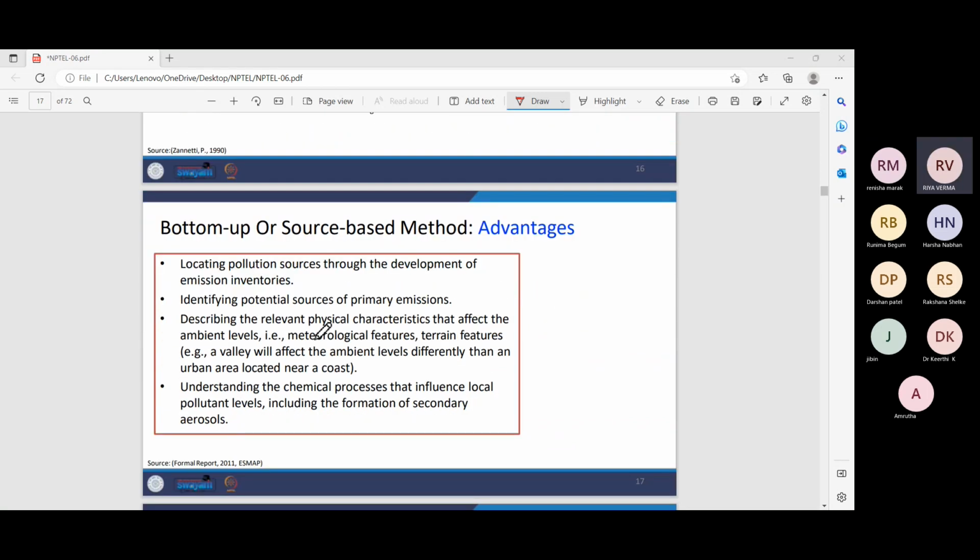Okay, so what are the advantages of these source-based methods? First, you're locating the pollution sources through the development of emission inventories. We are able to identify the potential sources for the primary emissions. Then we are able to describe the physical characteristics that affect the ambient level of pollution, for example your meteorological features, climatic conditions, and terrain features, and then the chemical processes that influence the pollutant levels like advection, diffusion, and dispersion, and also the processes which include the formation of secondary aerosols.